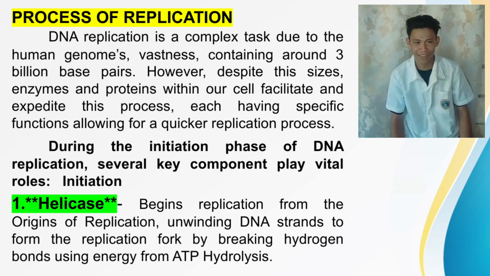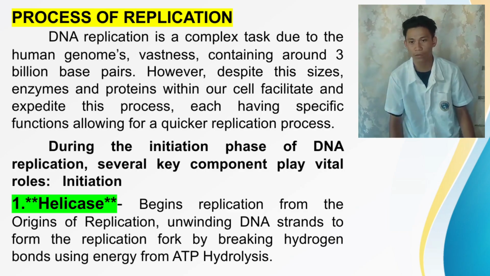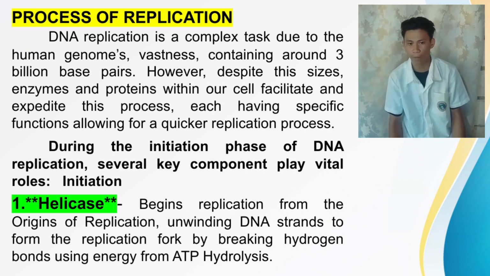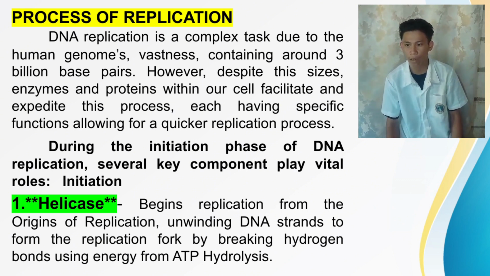DNA replication is a complex task due to the human genome's vastness, containing around 3 billion base pairs. However, despite this size, a protein within our cells helps to expedite this process. It has a specific function allowing for a quicker replication process.